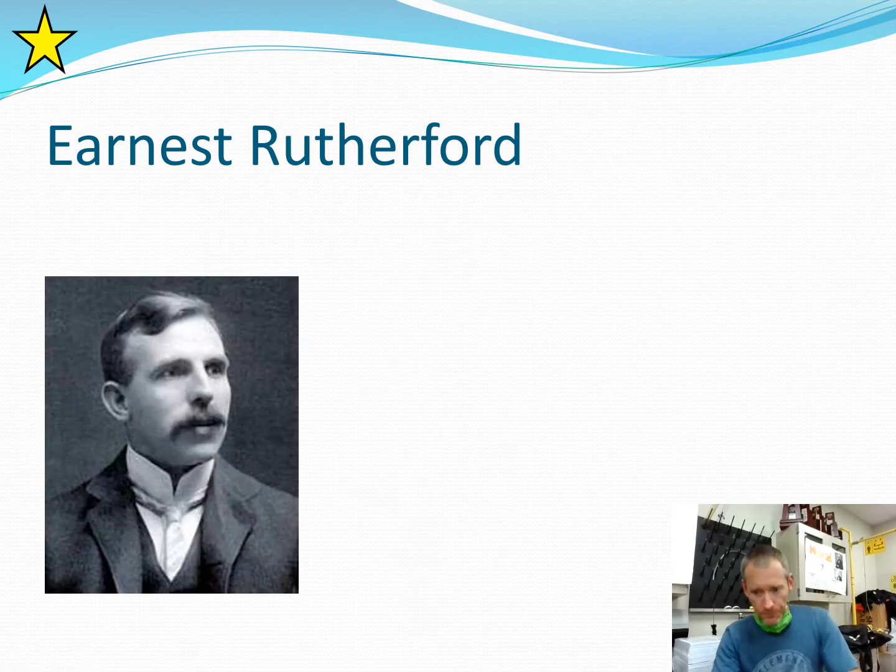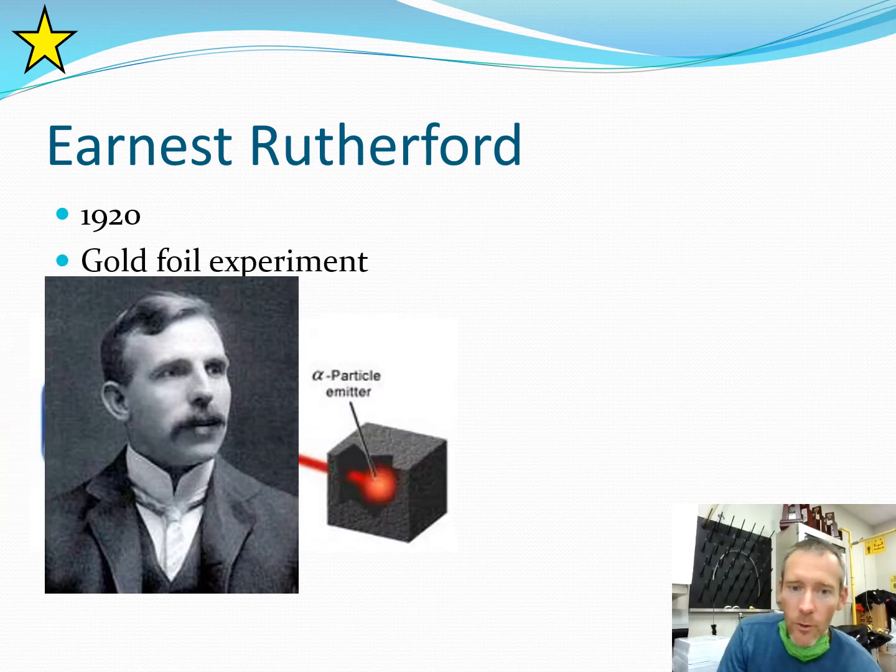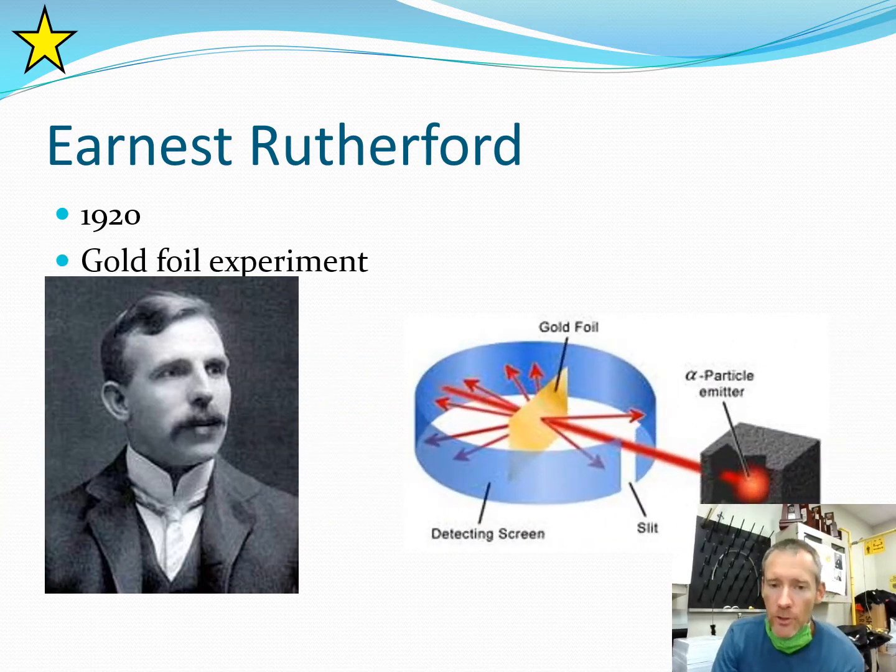Ernest Rutherford was next up, in 1920. He had the gold foil experiment. Basically, he shot alpha particles through gold foil, and the majority of them just went right through, which is what he expected. But what was not expected was the deflection of some of these alpha particles.